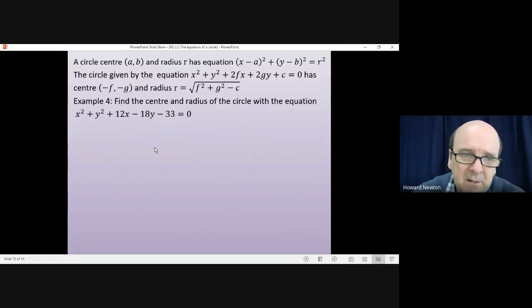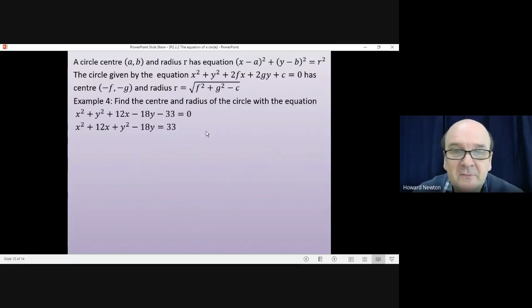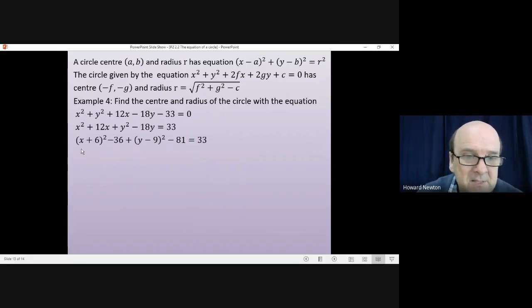Okay, let's have a look. Now, what I'm going to do is convert it into the standard form first. So x squared plus 12x plus y squared minus 18y equals 33, just rearranging that a little bit. And then I'm going to get these squared brackets. So x squared plus 12x is x plus 6 squared. That'll give me the x squared. It'll give me 6x twice, so it gives me 12x. It also gives me 6 times 6. So it'll also give me 36, which I don't want, which is why I've got the minus 36 there.